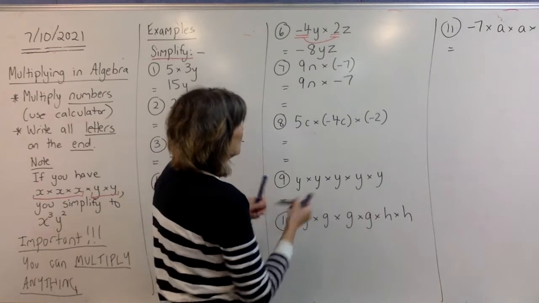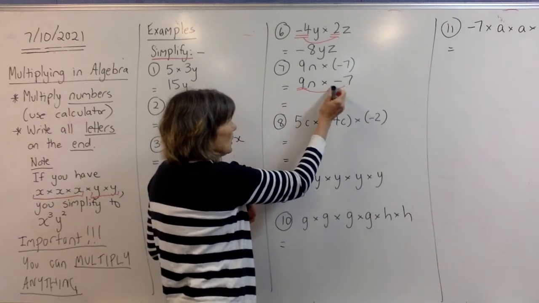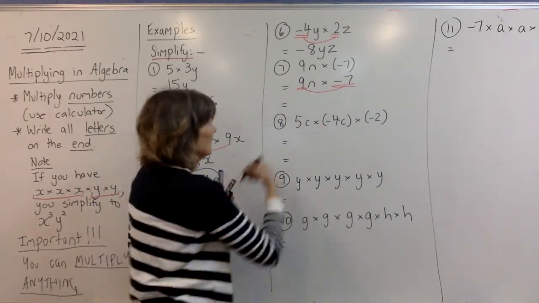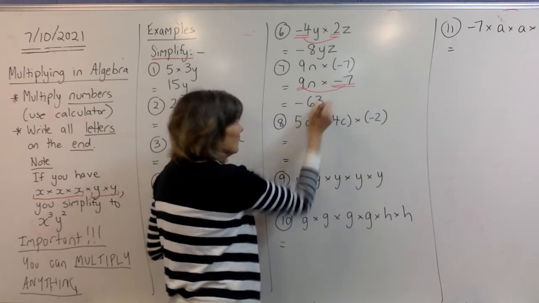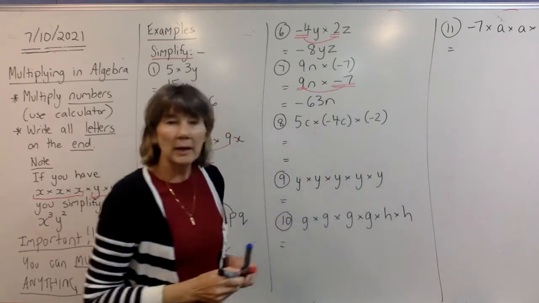Okay, now we're going to do our numbers. So we're going to do 9 times minus 7, and that will give you on your calculator minus 63. And then we're going to put our letter on the end. All right, let's look at the next one.